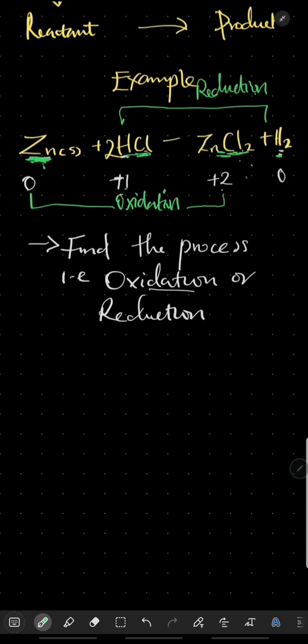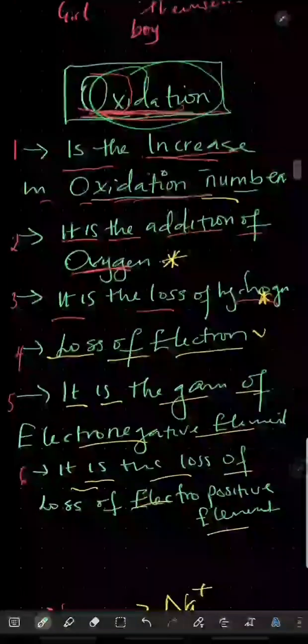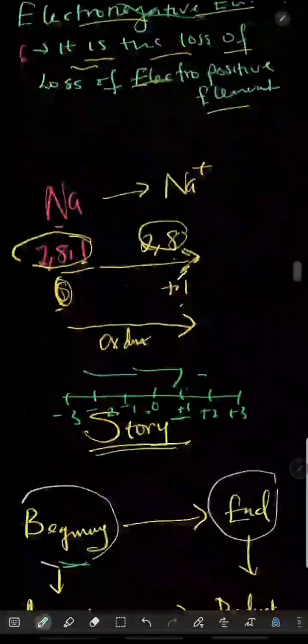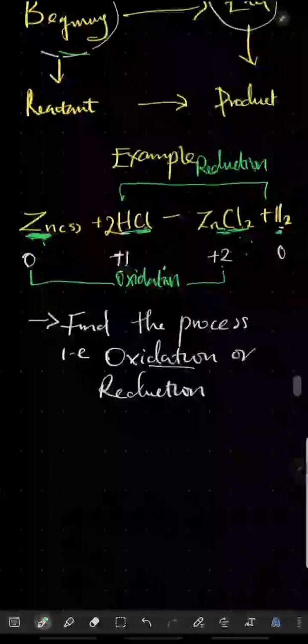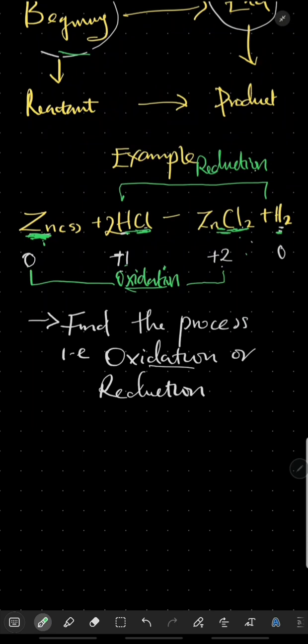So what can you say about zinc? Zinc gained an electronegative element. And what is the gaining of an electronegative element, or the addition of electronegative elements? It is oxidation. So that's the reason why I said oxidation. For every redox reaction, you must have at least three reasons that will back it up.